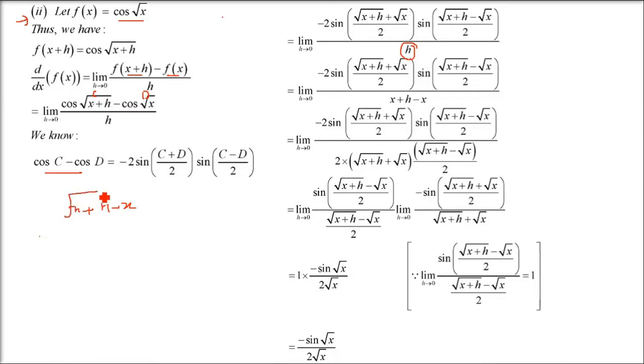Now still we need root, so just take the root and square it. It will be the same term. Now this is a squared minus b squared, so a minus b times a plus b: root (x + h) plus root x, and root (x + h) minus root x.